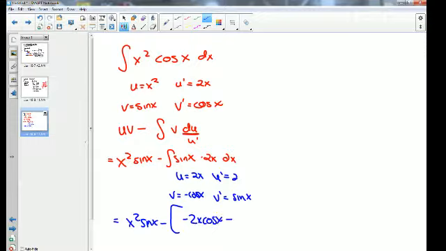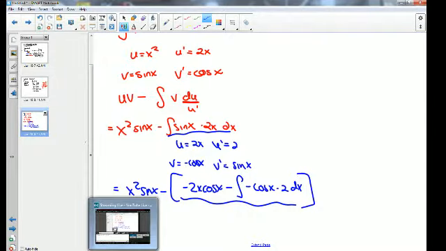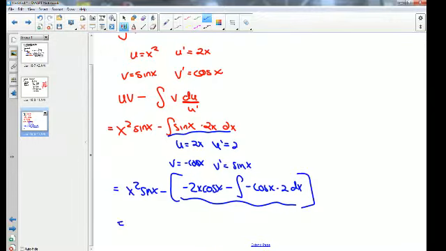uv minus the integral of... right? Oh, okay, so there's another uv minus the integral. So that's the second one, the integral of sine x times 2x. Okay, so this whole thing right here is this right here. So this carried, right? Yeah. So let's finish it up.